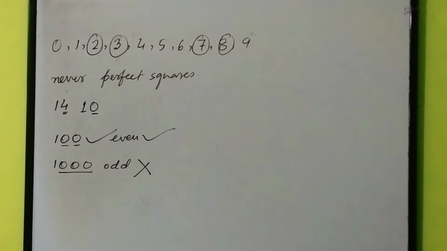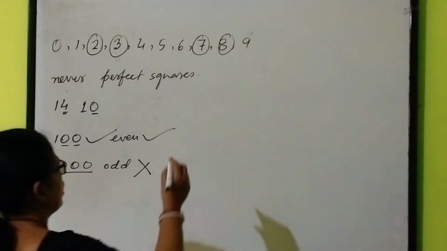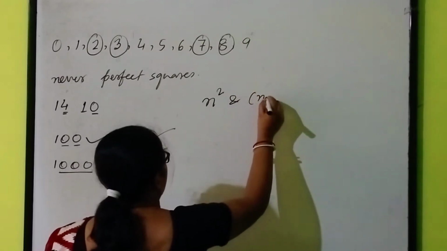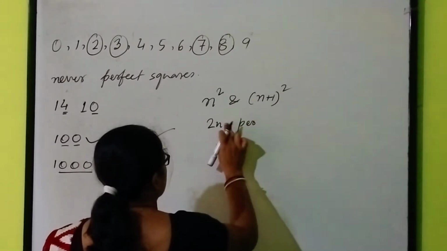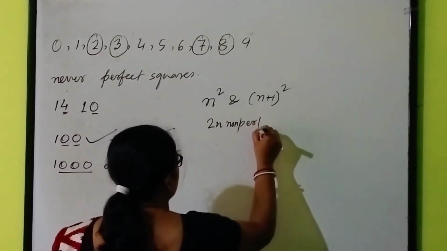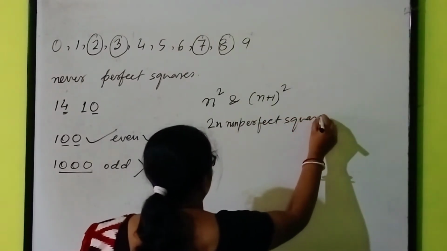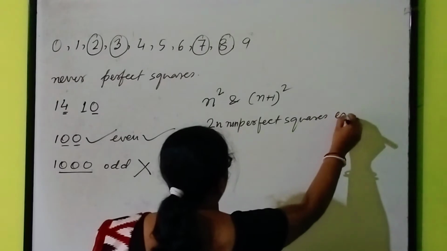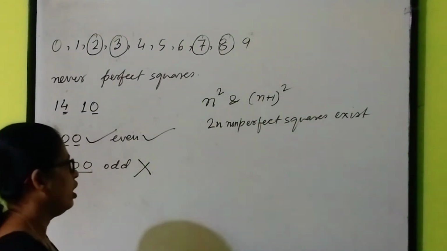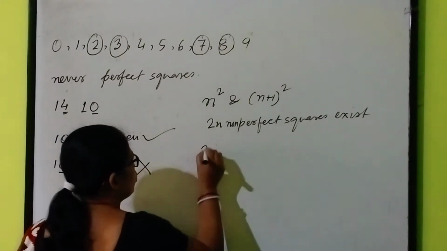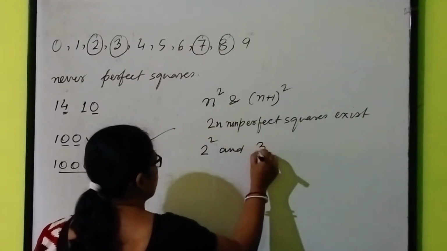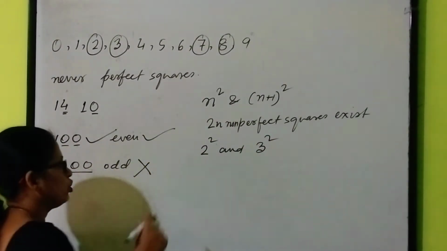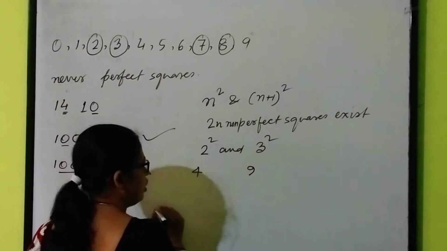Now there comes the next point. Next point is between n square and n plus 1 square. They are telling between n square and n plus 1 square, 2n non-perfect squares exist. 2n number of non-perfect squares exist. What does it mean? See here. Suppose I ask you to find the non-squares between 2 square and n plus 1, means 2 plus 1, 3 square. 2 square and 3 square. Now 2 square is 4. 3 square is 9.